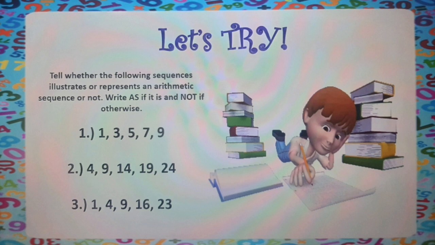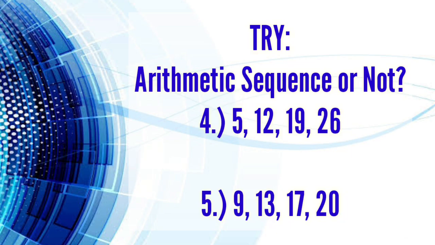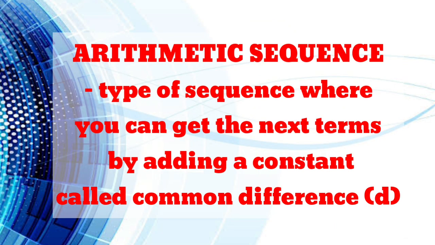I want you to try to answer number 4 and number 5 on your notebook or on a piece of paper, and you tell me whether it is an arithmetic sequence or not. So yes, very good. It seems that you already know what an arithmetic sequence is. Again, an arithmetic sequence is a type of sequence wherein you add a constant number to the preceding term to get the next term. This constant number is what we call the common difference, and it is denoted by small letter d.